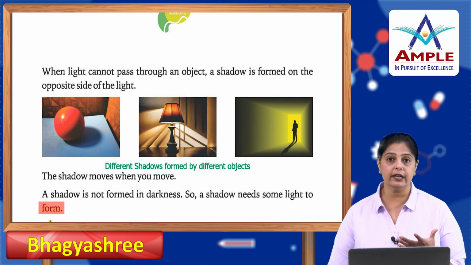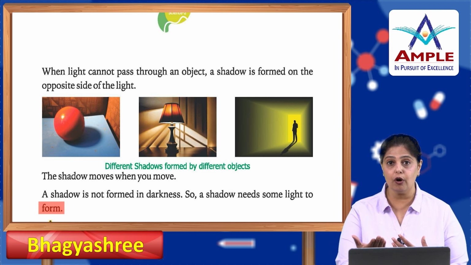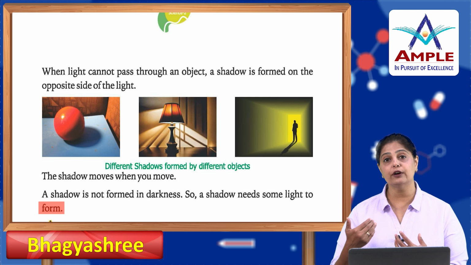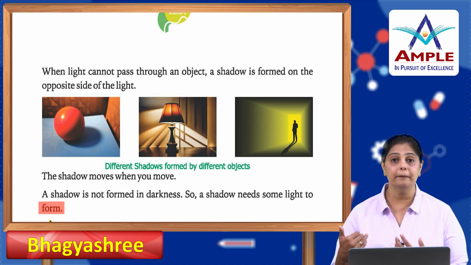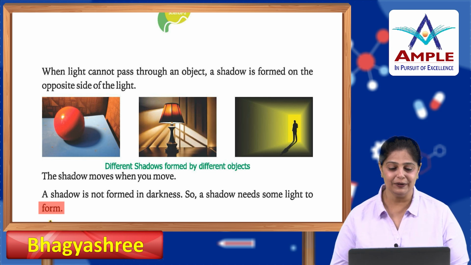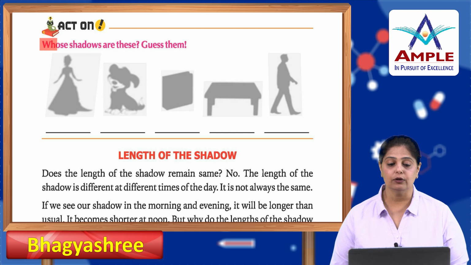Like when you're walking, if the sun is on your opposite side, in front of you, and you're walking, you'll see that your shadow falls behind you. That's because you are obstructing the light in between. That is the reason why the shadow falls behind. Now, whose shadows are these? Guess them. So now you have to guess whose shadows these are.